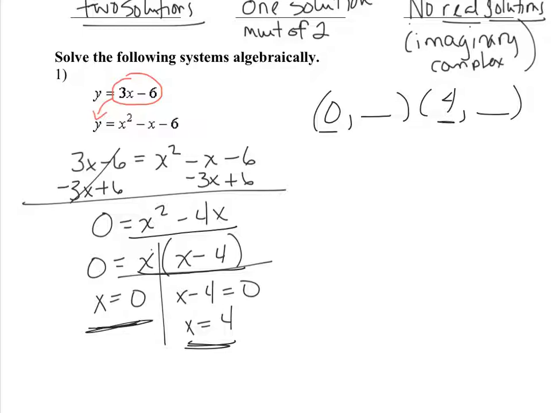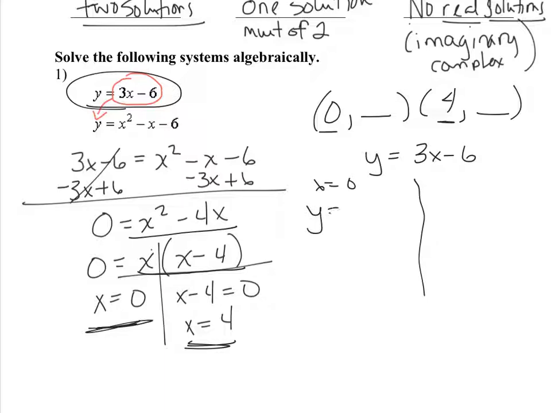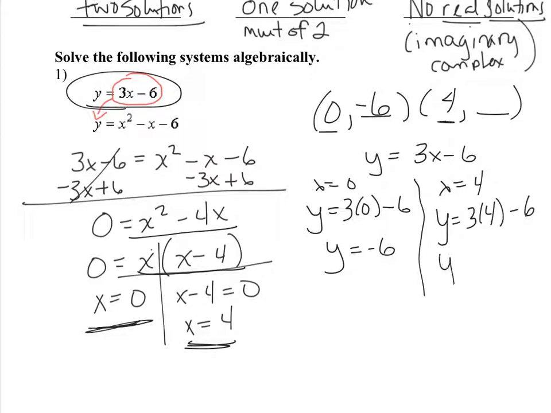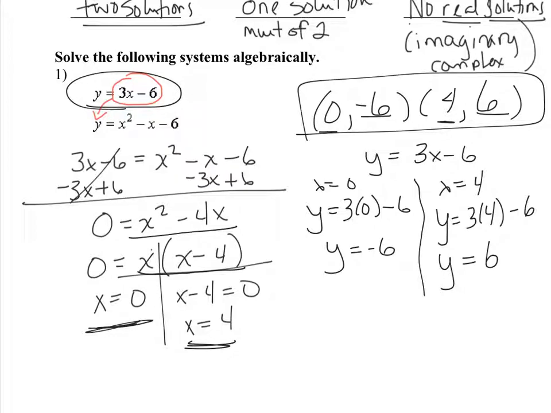These are my x coordinates for both of those, so then we just have to figure out our y. I generally take the easier one, which is this one, but you can use either of them because they share these 2 points. I plug in x equals 0 here, so y equals 3 times 0 minus 6, so y equals negative 6. When I plug in 4, y equals 3 times 4 minus 6. That is 12 minus 6, which is just plain old 6. So it hits at those 2 points, and those are our solutions.